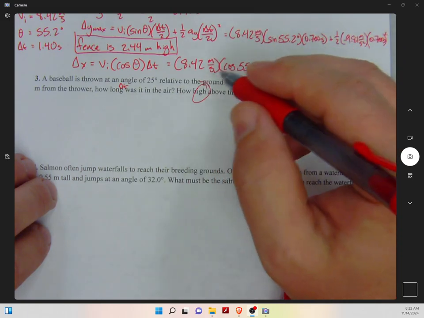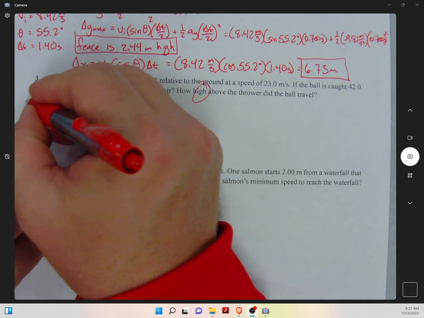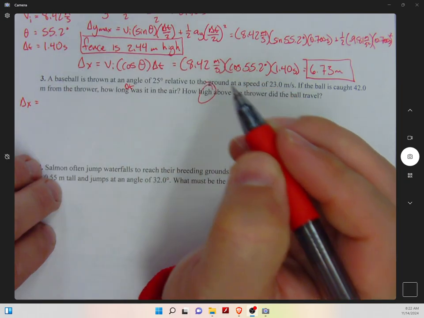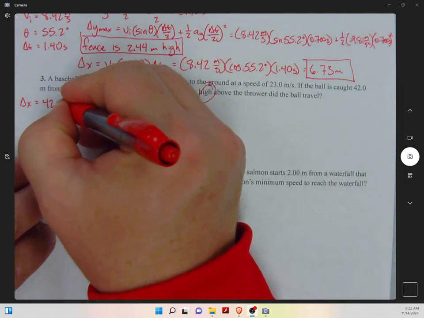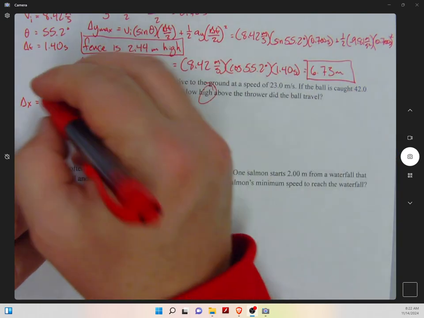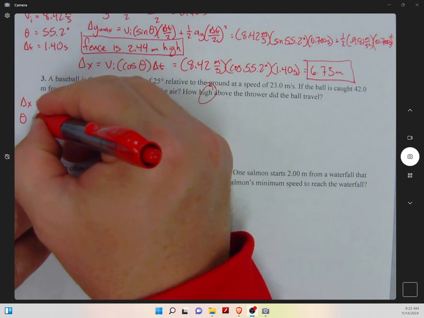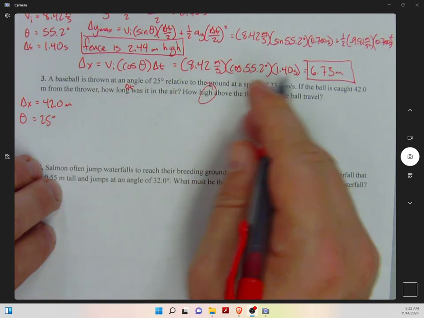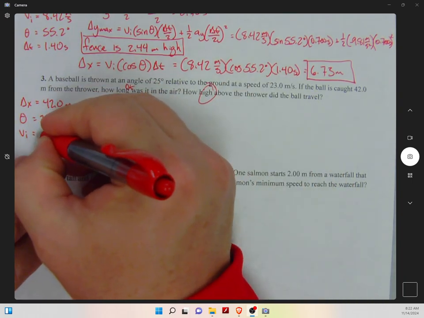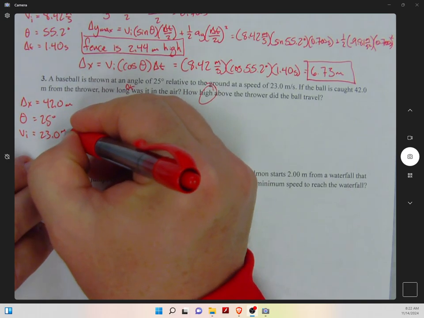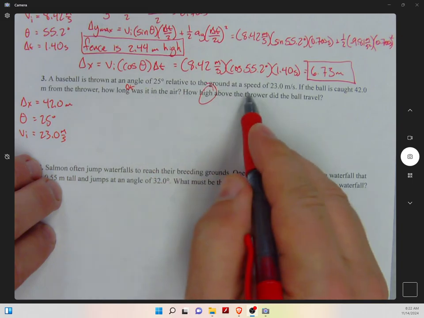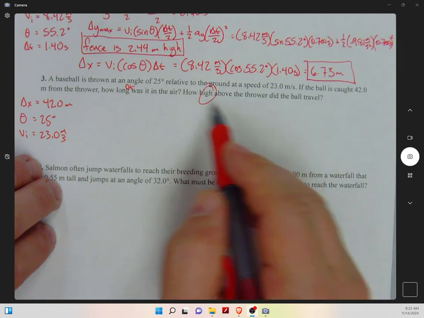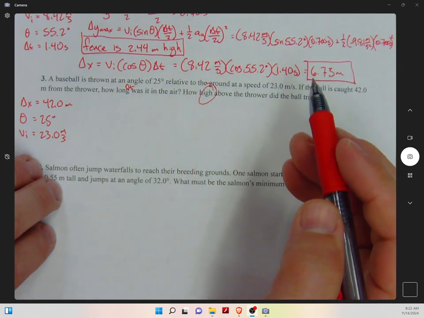So the first thing I want, actually, I haven't written down what I know. Delta x was 42 meters. I have an angle, 25 degrees. I have an initial velocity, and everything. Yep, I think so. Alrighty.